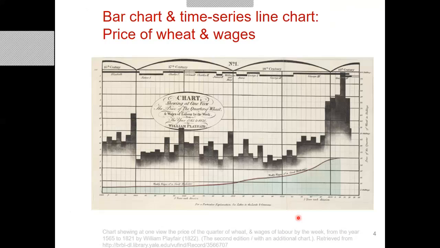Why am I saying this? Because Playfair used this chart to show that wheat, presented here in the middle, got very cheap compared to wages. But this chart doesn't really show that directly. It shows that the wages below increased throughout the period, while prices, wheat price, varied a lot.